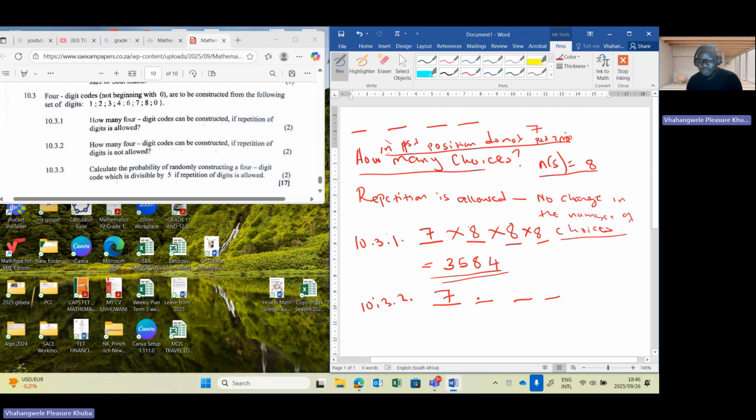So how many choices do you have for position 2? Because 0 is back, just for argument's sake, say you have chosen to use 2 here. So here you can no longer use 2, but you can use 0. So how many choices are you going to have? You're going to have 7. Remember, when repetition is not allowed, the number of choices will keep on decreasing by 1 until the end of time. Now, from 7, decrease by 1, 6, decrease by 1, 5.